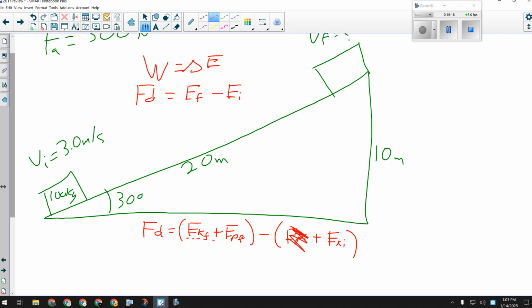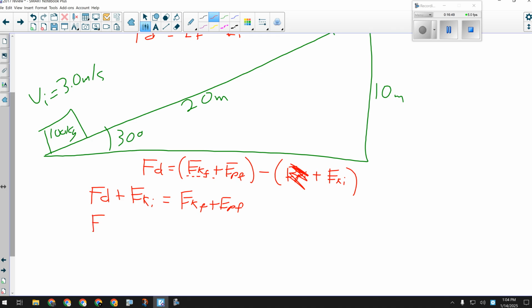Yeah, I should move this over to here, right? I should add the initial kinetic energy over to this side. So I'll have force times distance, in other words, the change in energy plus my initial energy equals my final energy, EKF plus EPF. Now, not in brackets because I don't need brackets anymore. What do I do with the final potential? Subtract it over to the other side. So what I'll have is force times distance plus EK initial minus EP final should equal my final kinetic.